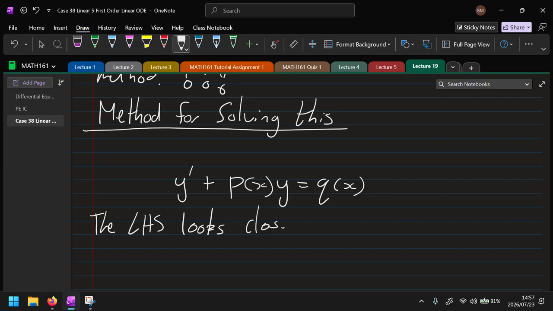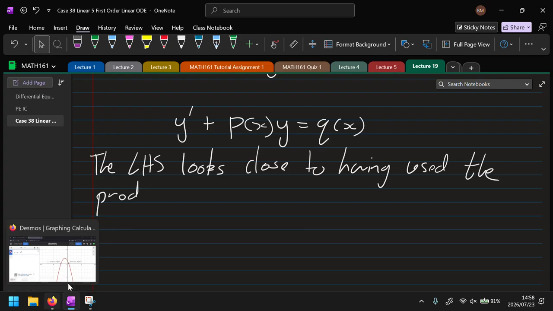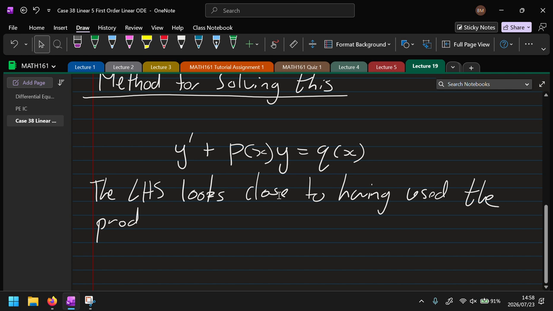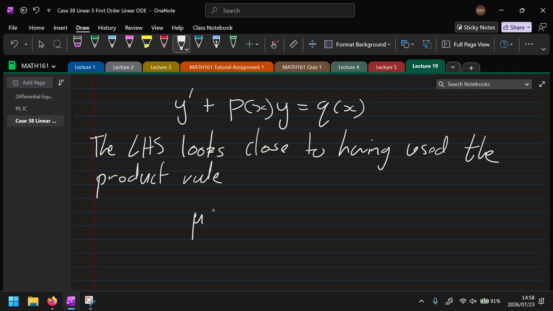So it looks close to having used the product rule. Okay, so what do I mean by that? So let's say we have the product of some function times y. In the textbook, you'll see it like this. So the function mu, Greek letter mu, in other textbooks and online, it might be given by a capital I. But it means the same thing.